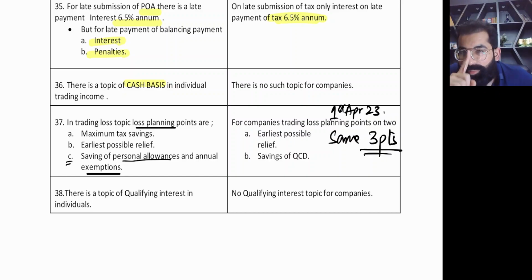Number 1, go for the maximum tax rate saving, tax rate planning. Number 2, earliest possible relief. And number 3, saving of QCD. Here you have QCD, no personal allowance.